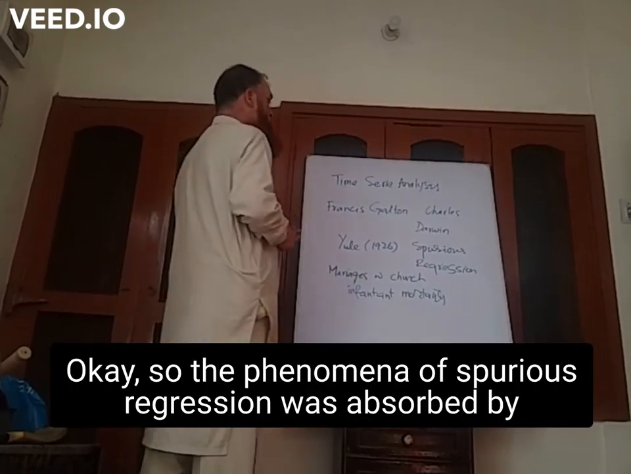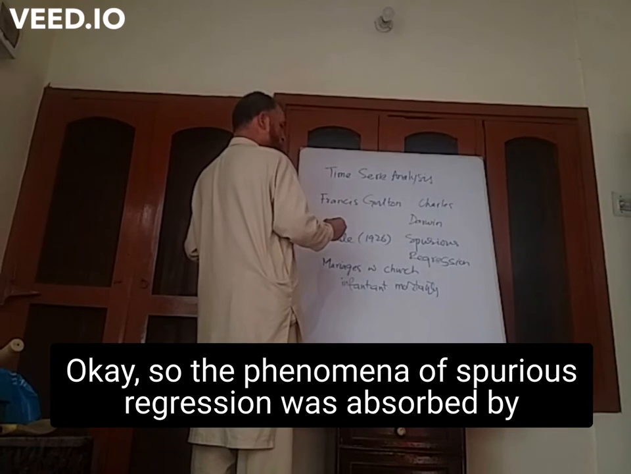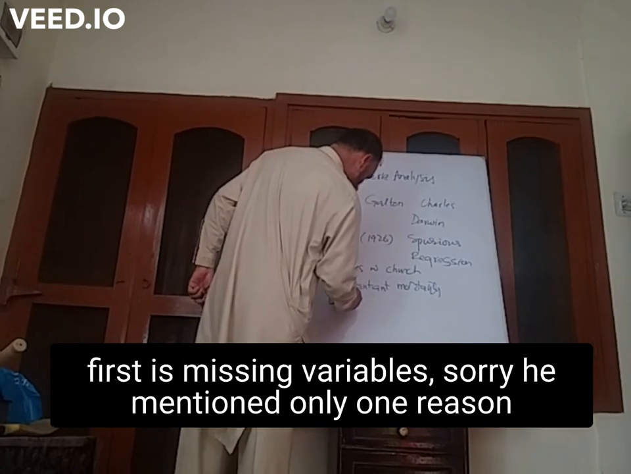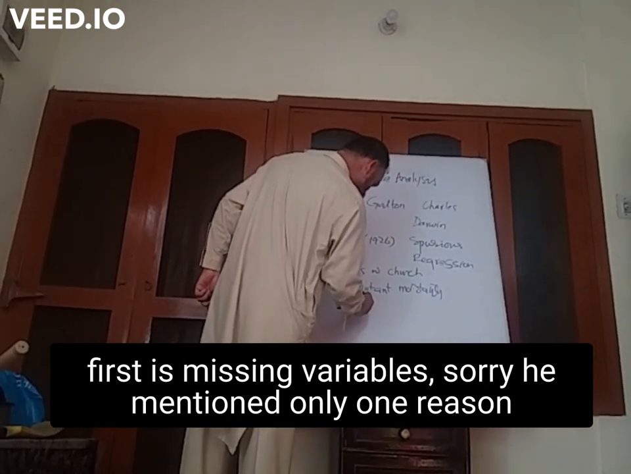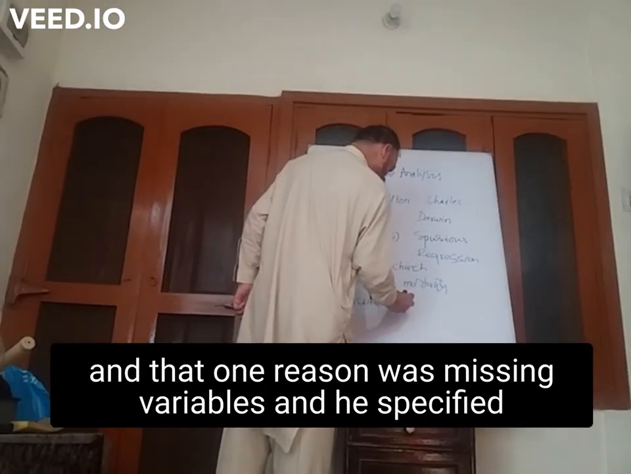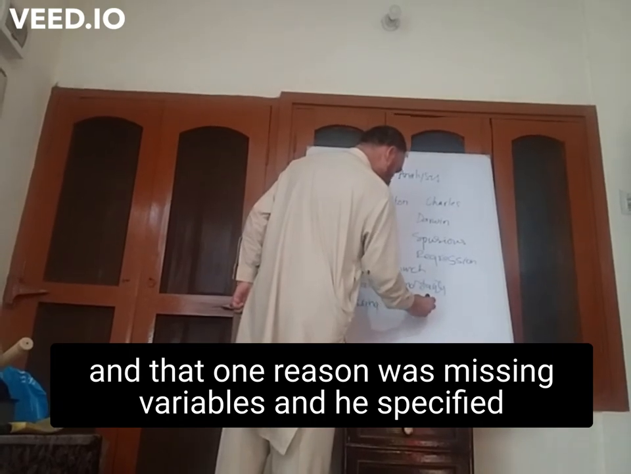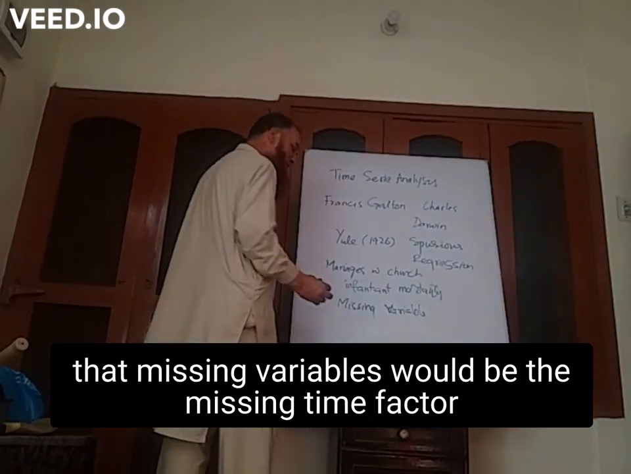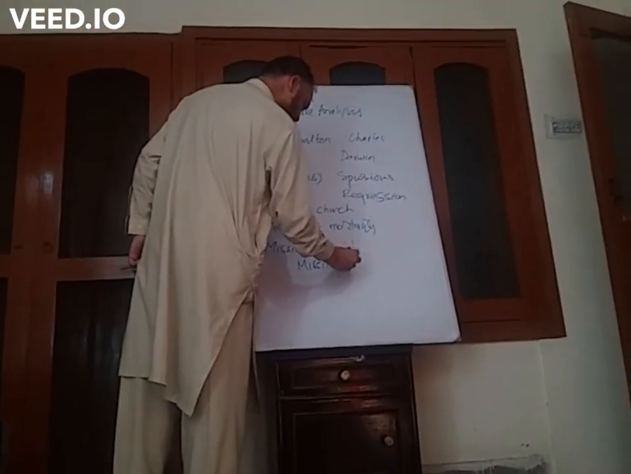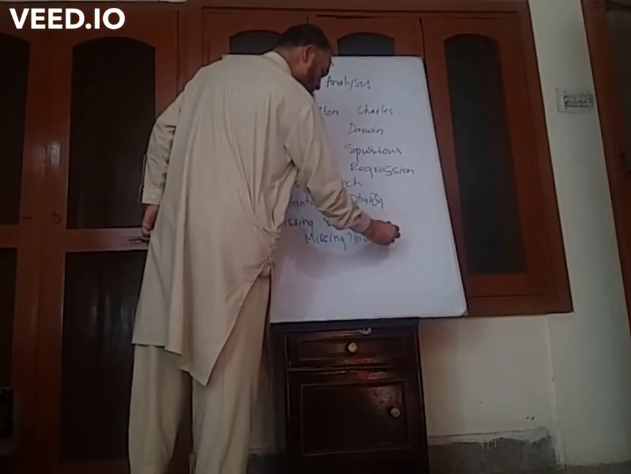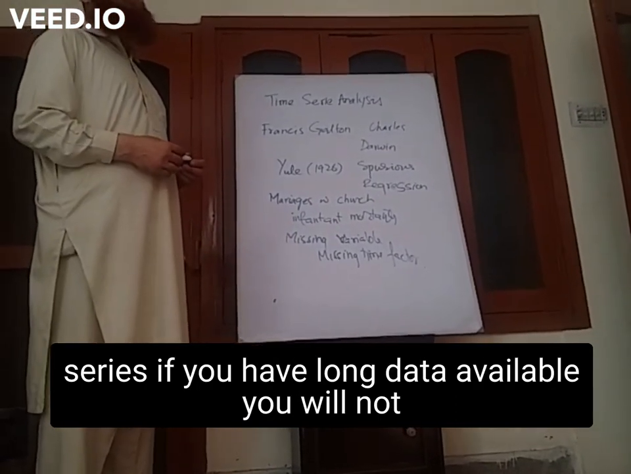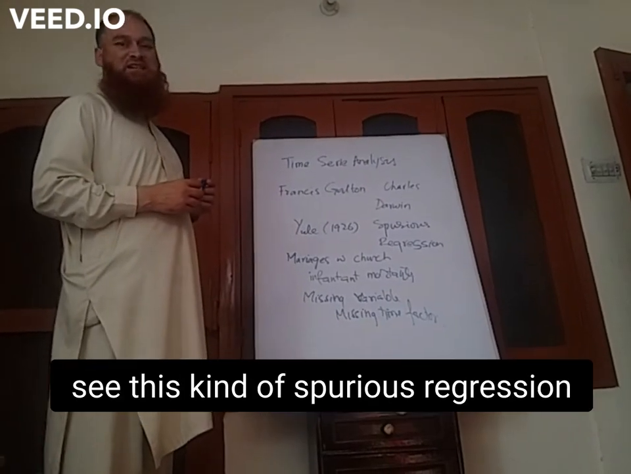Right? Okay, so the phenomenon of spurious regression was observed by Yule, and then he specified the reason. He mentioned only one reason, and that one reason was a missing variable, and he specified that this missing variable would be the missing time factor. And he said that if you take a longer time series, if you have long data available, you will not see this kind of spurious equation.